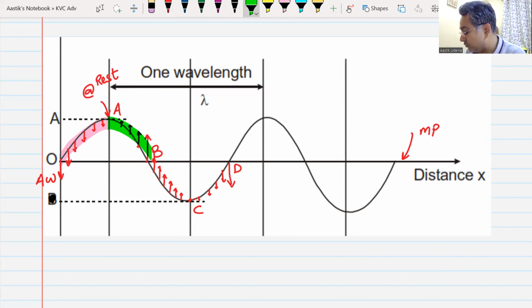This green, they are moving away. This pink, they are moving towards. This green, they are moving away from the mean position. Do we understand this? Yes, sir.